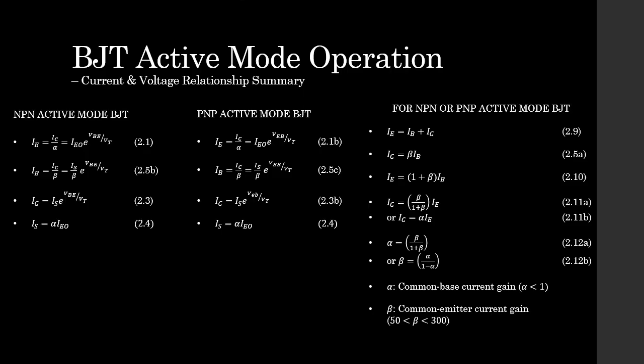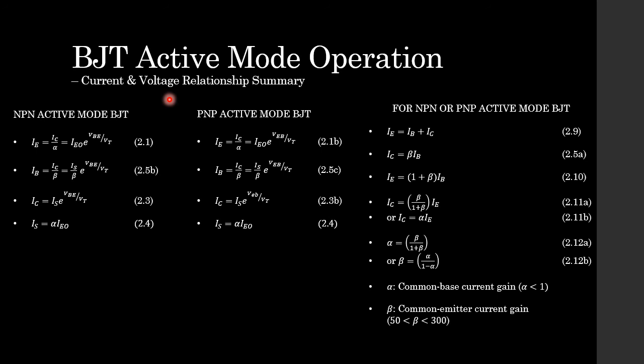And students, that brings us to the final slide of this lecture, which is a summary of the current and voltage relationships for our bipolar junction transistor. This is a very important slide, students, because these are all the expressions and equations that you're going to be using for this component in order to solve the various circuits that you can encounter and to help you understand all the different configurations that we're going to encounter.